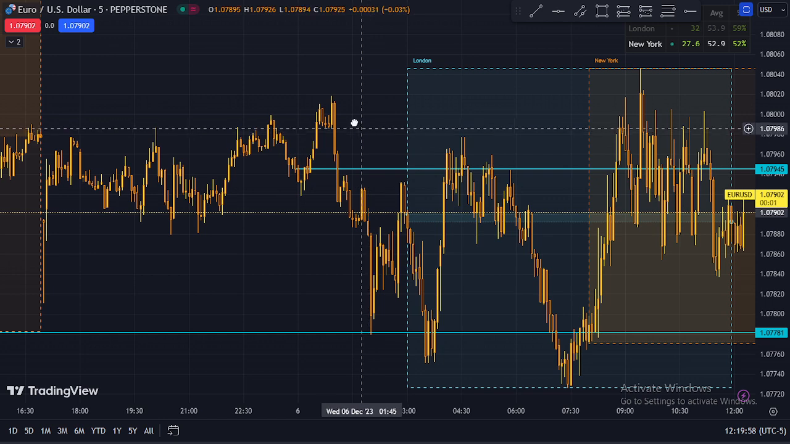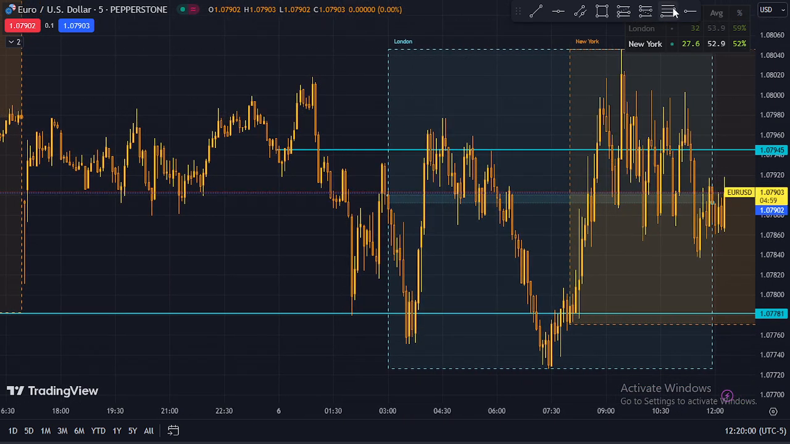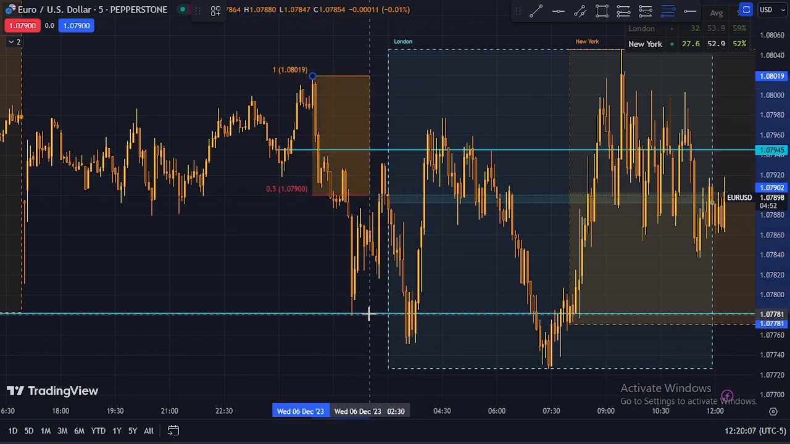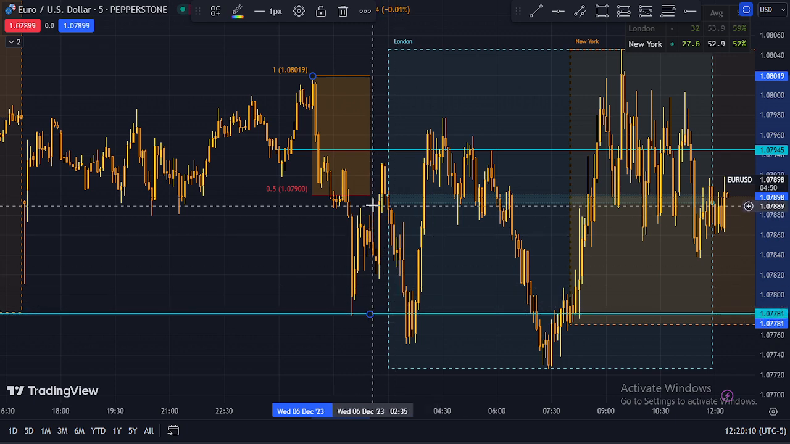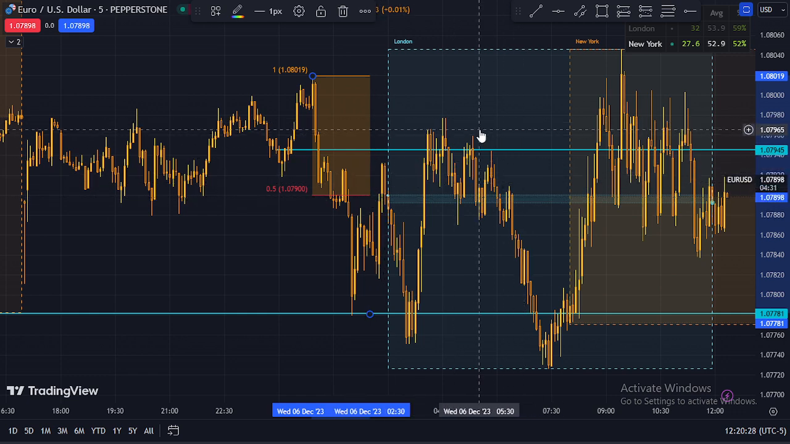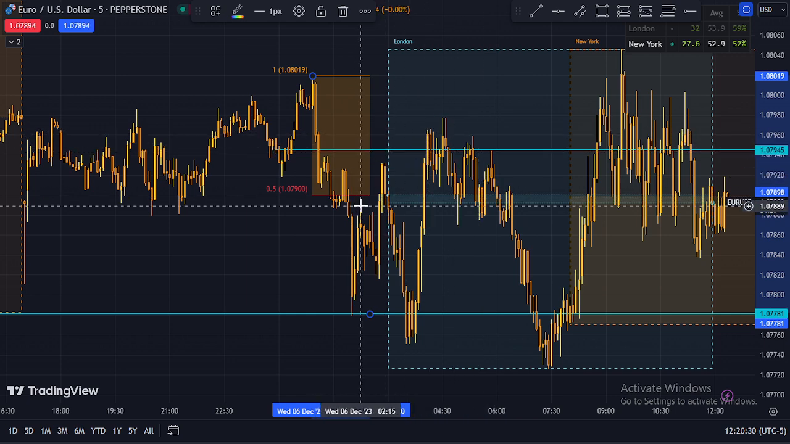So if, for instance, you take a fib, anchor it to that low and to that high and that low, 50% of this dealing range. You don't need an indicator to show you premium and discount. You only need a Fibonacci fib.